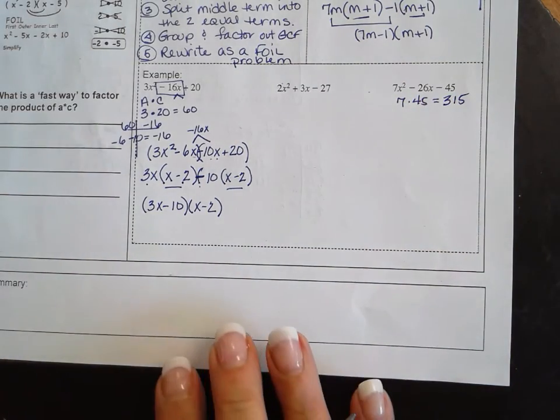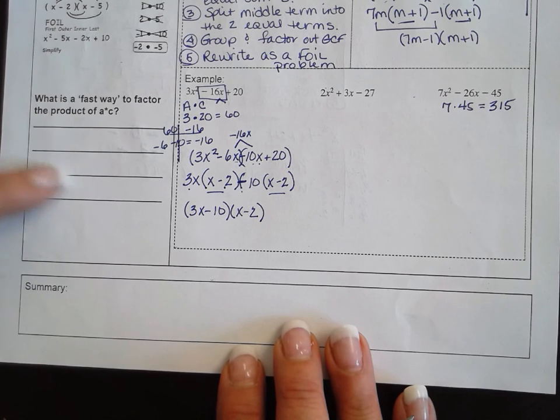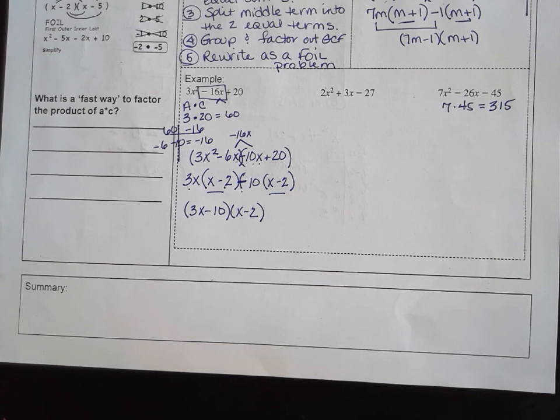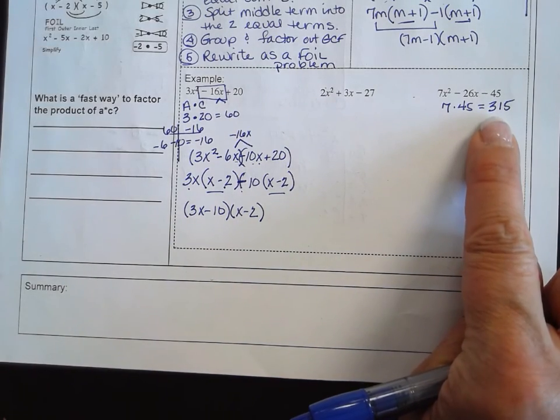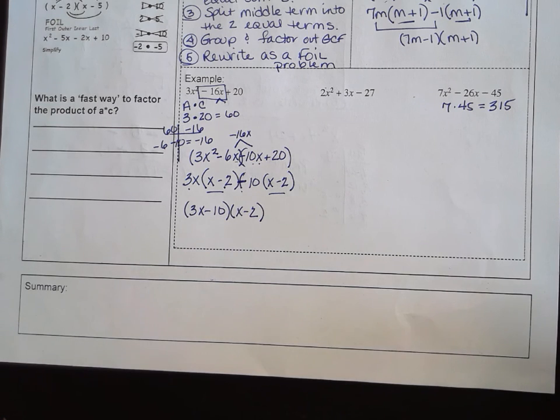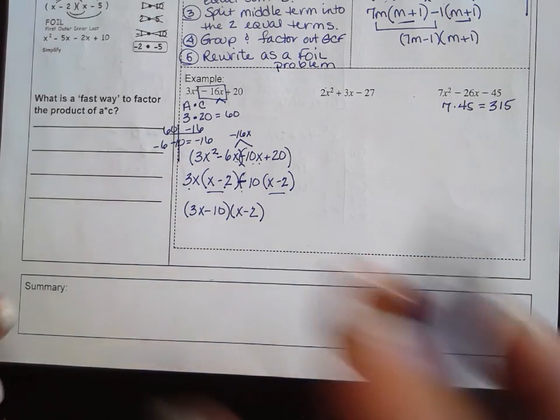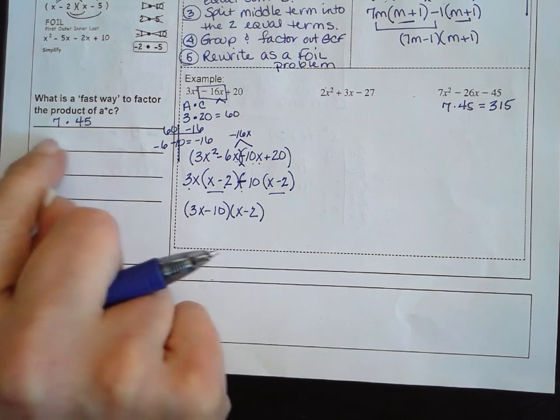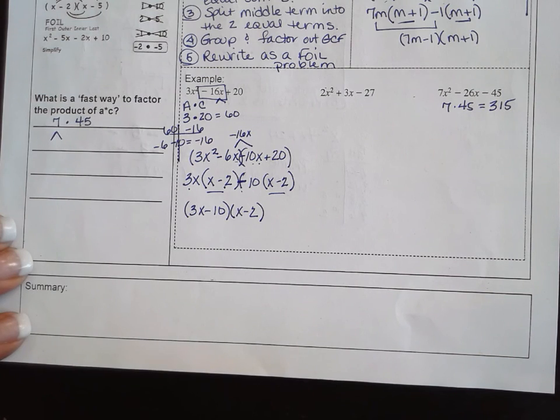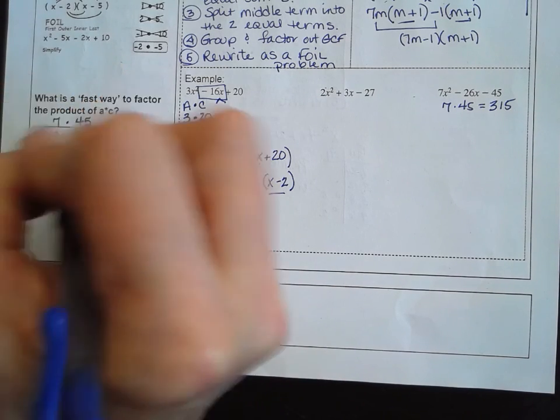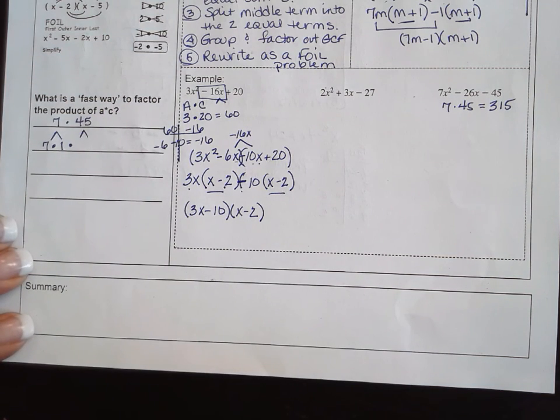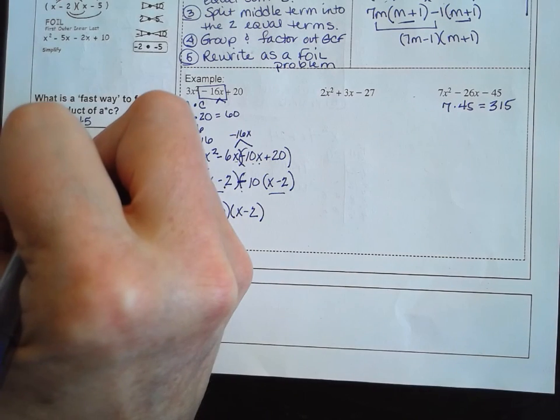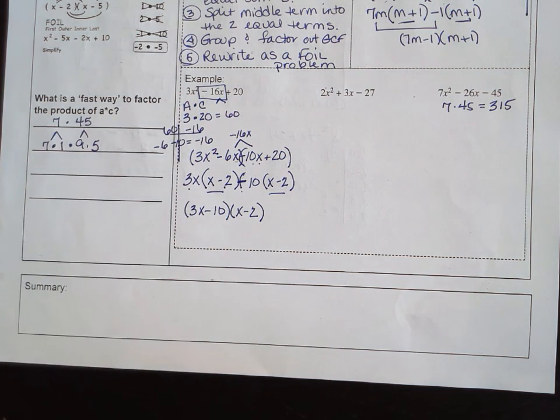315. Okay, now, this is going to bring us back to my question over here. What's a fast way to factor the product of A times C? Because if I start thinking about 315, that's a little big, that's a little overwhelming. But I do know that my factors are all being multiplied. What are the factors of 7? 7 times 1. And what are two factors of 45? 9 times 5. Right?